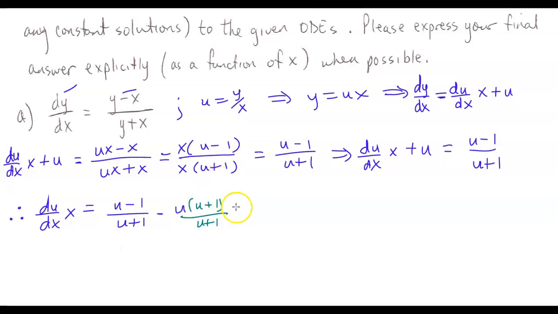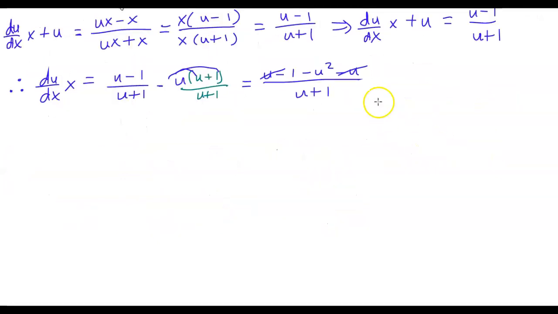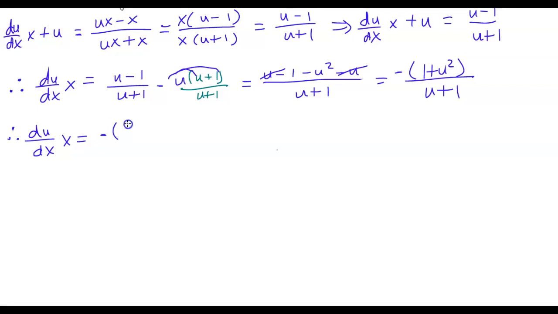So doing that, this right-hand side here would just be u minus 1 minus u squared minus u, all over u plus 1. Okay, and I'm just taking the minus u that's right here and distributing it to both terms. So here, since I have a -1 minus u squared in the numerator, I'll factor out the negative, and we'll just say this is minus 1 plus u squared over u plus 1. And so from that, we see that du over dx times x is just minus 1 plus u squared over u plus 1.